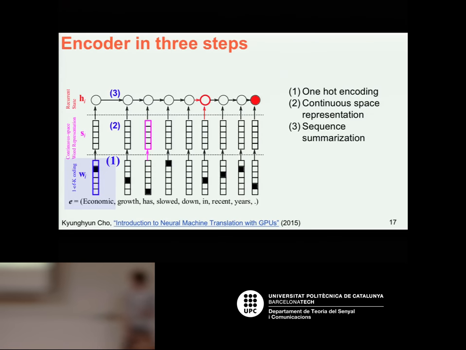Let's see the encoder in detail. This is just like a language model, okay? Similar in the sense that you have the input sentence, you do a 1K encoding, what we saw, to put our words in this highly multidimensional space. From this highly multidimensional space, we reduce the dimensionality by using word embeddings, making a continuous space representation, okay? And from that representation, we use a recurrent neural network to compress our sentence into a vector, okay?